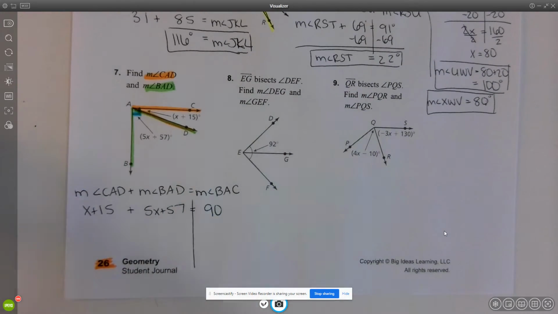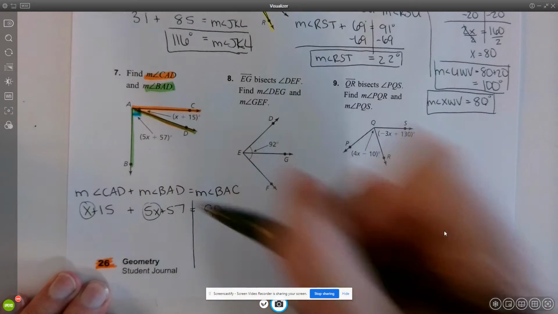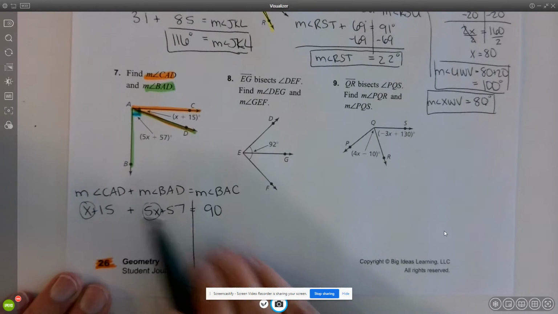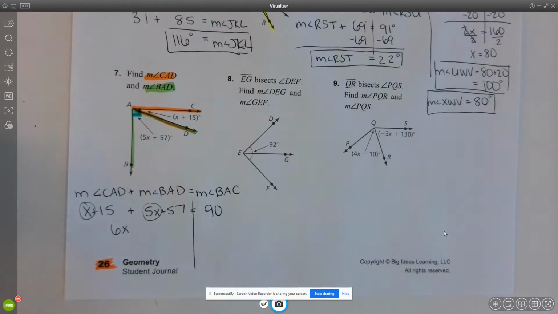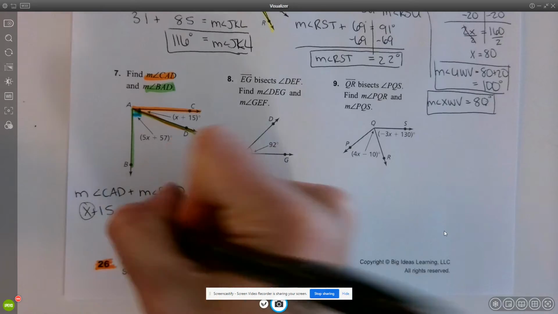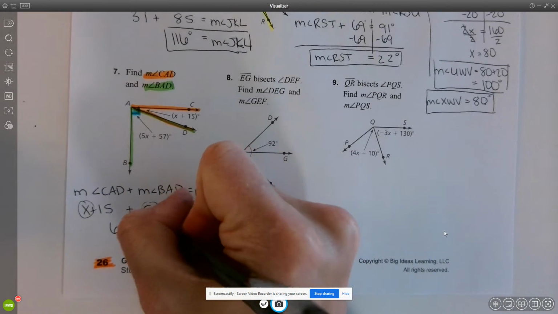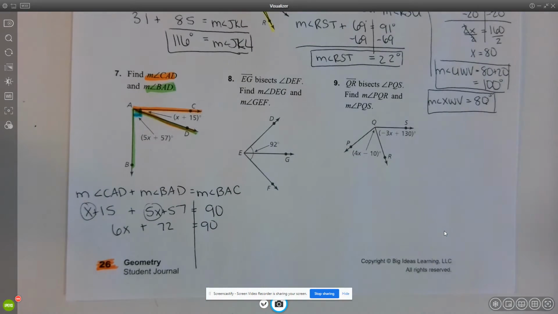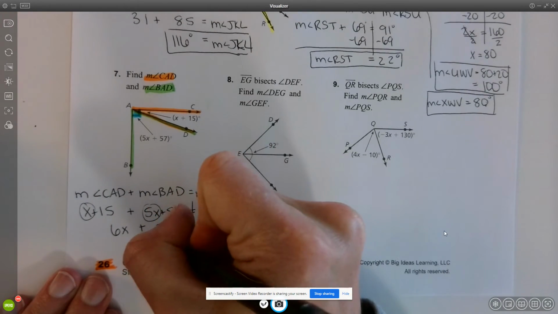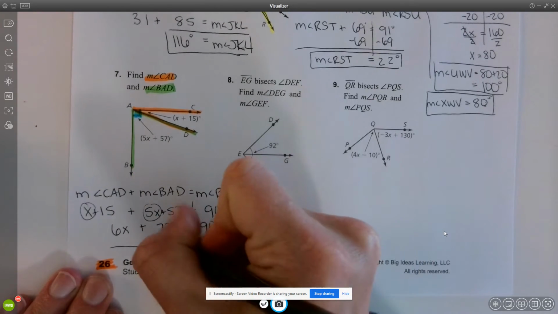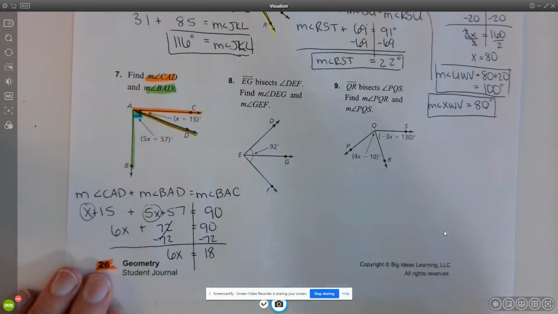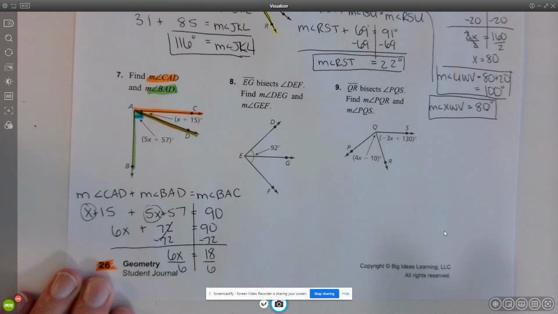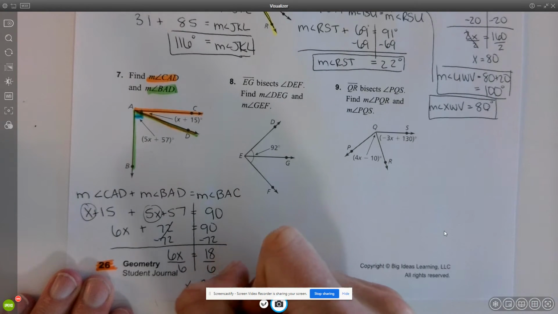I'm going to combine any like terms. I've got some x terms I can combine, and I can add 15 plus 57. So x plus 5x is 6x. And 15 plus 57 is 72. Now I just need to get x by itself. I'm going to subtract 72 on both sides. And then divide both sides by 6. This tells me that x is equal to 3.